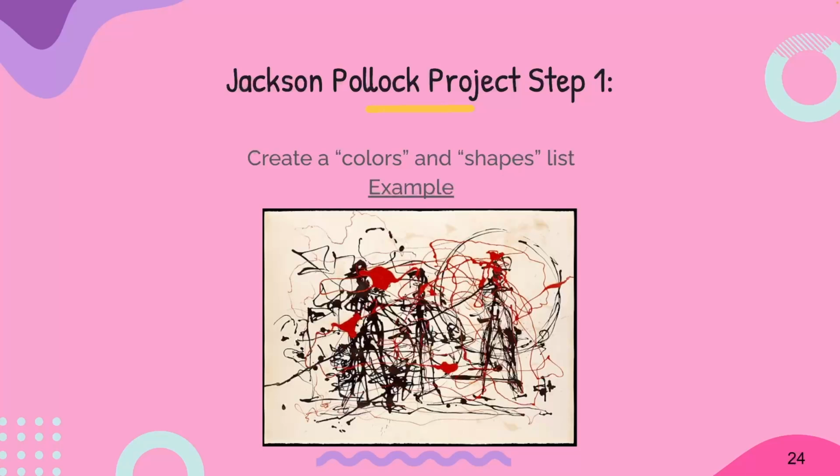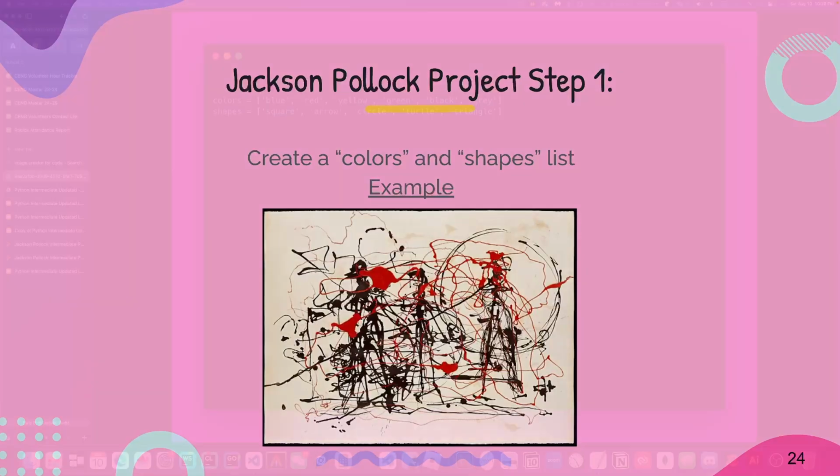With all that in mind, let's do the first step of our Jackson Pollock project. First, we're going to create a list of potential colors and shapes. So this will be 2 separate lists. Colors can be red, green, blue, purple, and shapes will be square, circle, or anything you can think of.